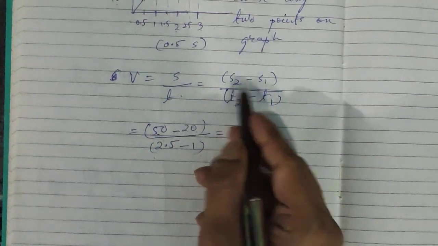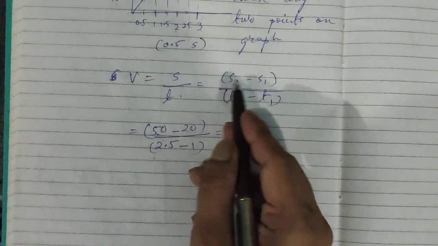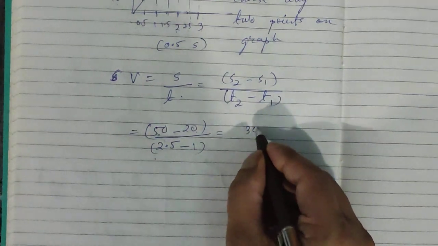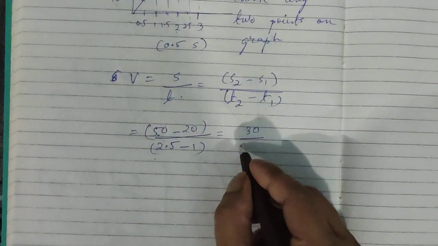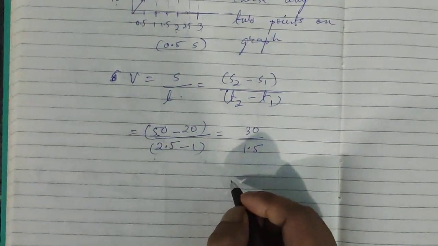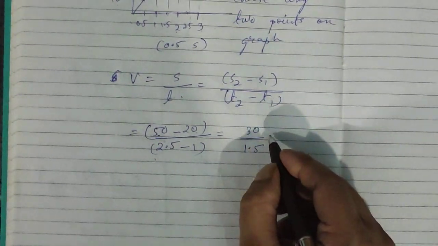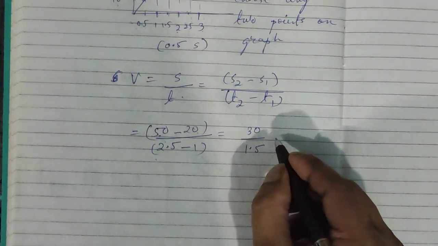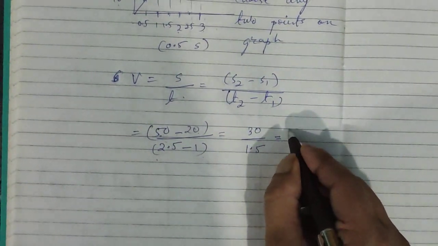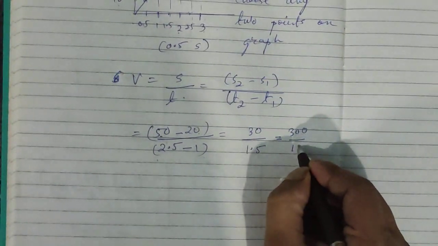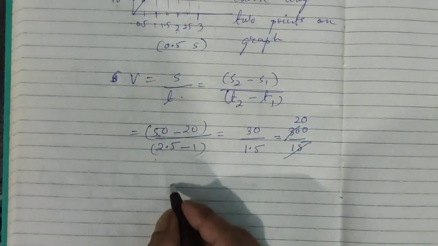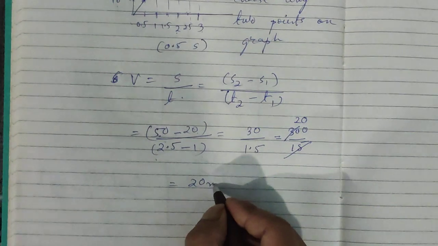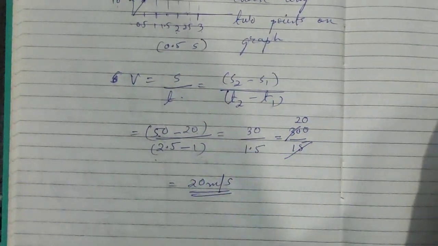So we get the distance in between S2 and S1, that is 30 meters, and the time taken, that is 2.5 minus 1, that is 1.5. In order to remove the decimal point, we multiply it by 10 and the value becomes 300 by 15. So 15 twos are 30 and 0 as it is. So what you get is 20 meters per second. So this is your answer.